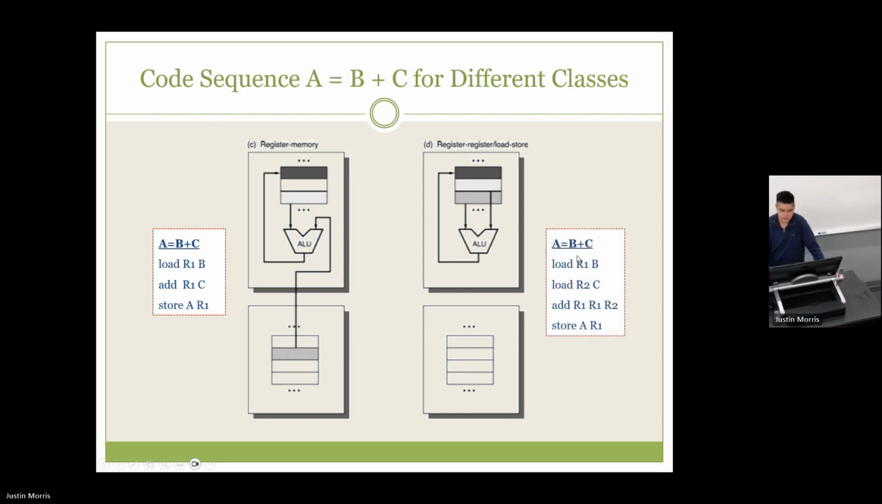Here, I have to load them both, right? Load into register R1 the data at memory location B, and load the data at memory location C into register R2. I'm going to add, and I need a destination register, and then my two operands are register 1, which contains B, and register 2, which contains C. And then if I wanted to store it back to memory, store into memory location A the contents of R1, which was the destination of this add.